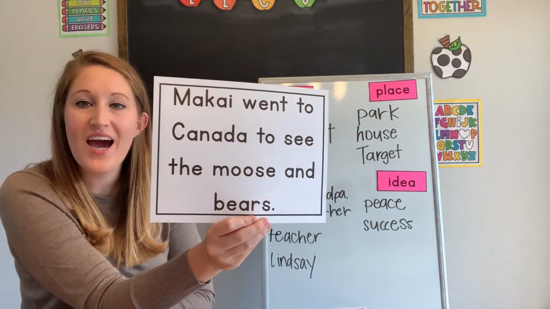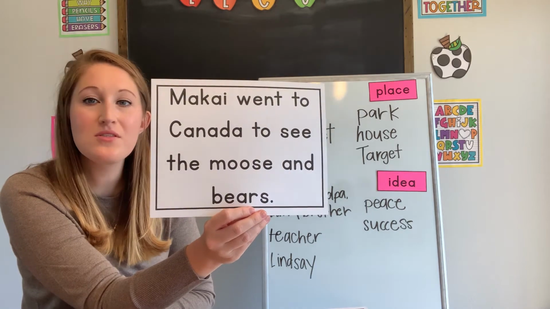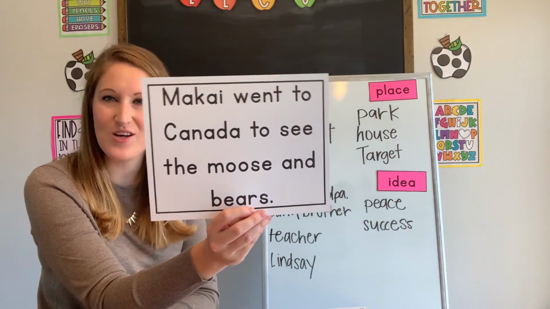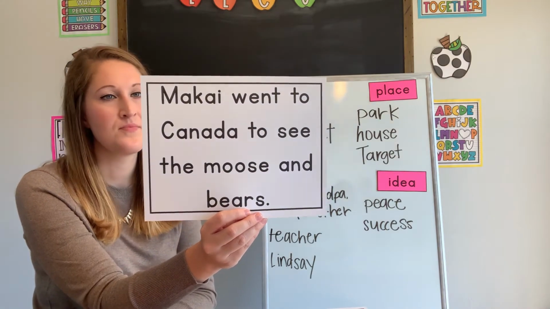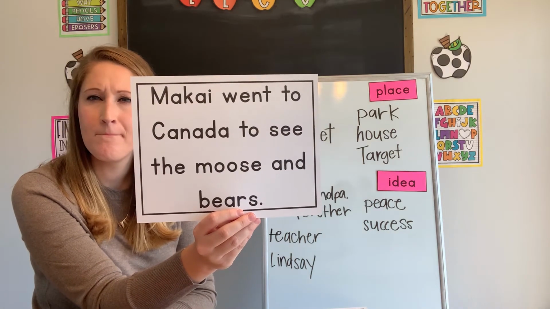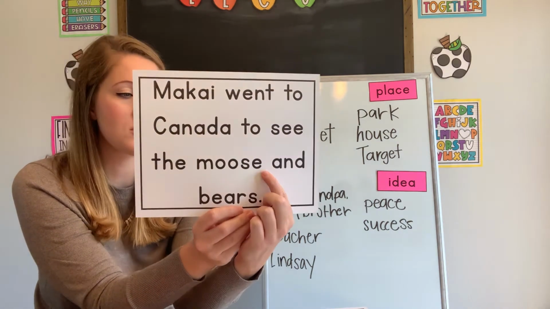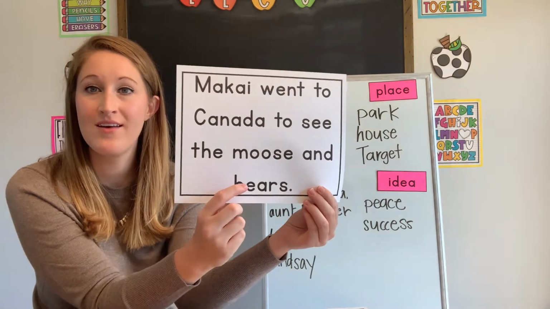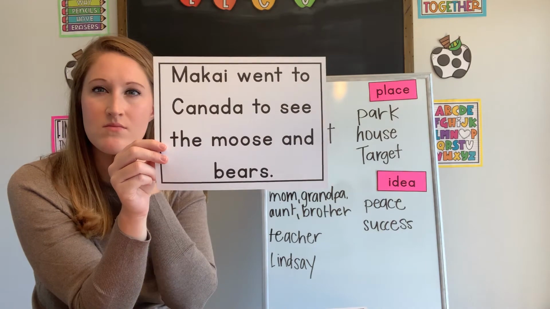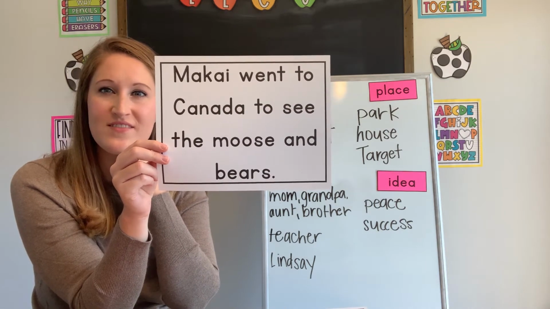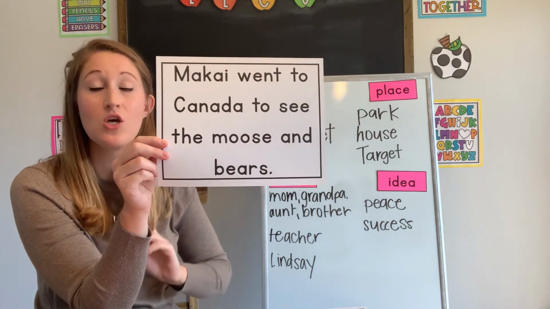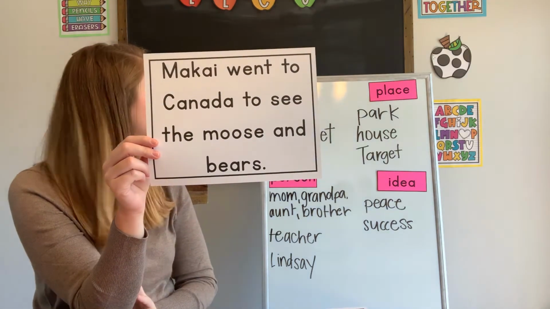Next, Mackay went to Canada to see the moose and the bears. Do you see any nouns in this sentence? Let's go through. Are there any things? Good, moose, those are some things, some animals. And bears, very good. Any places? Good, Canada, right? That's the specific place, so it's a proper noun.